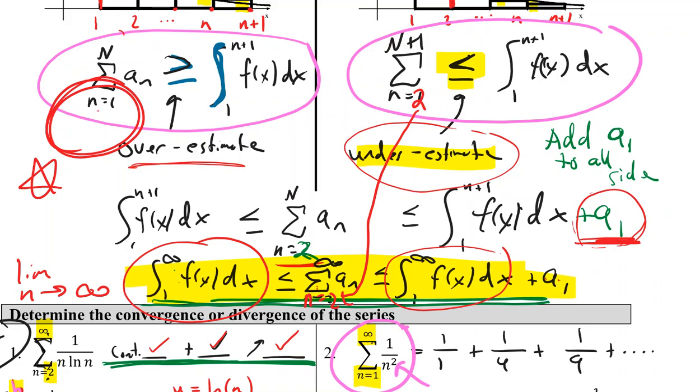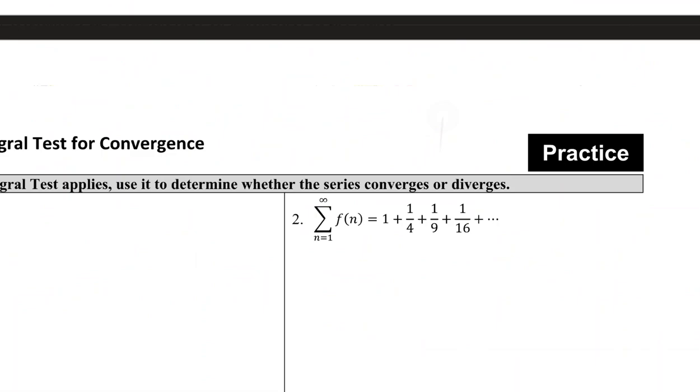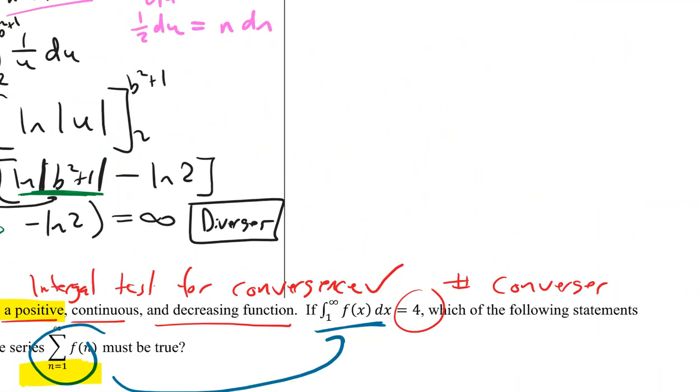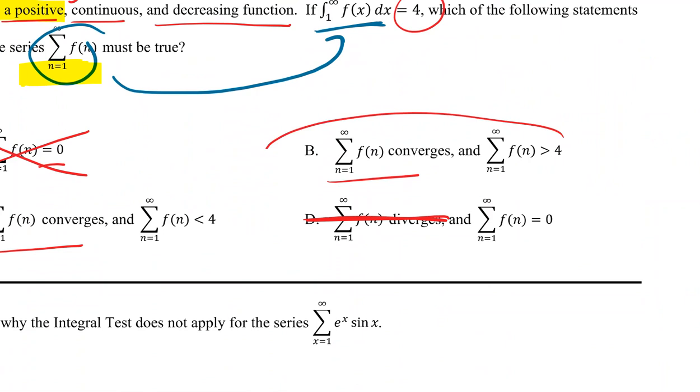But because we started at n equals 1, it was a left Riemann sum, which means it was an overestimate, which means that this infinite limit would be greater than or equal to what this is. And so if that was 4, and we know it's greater than or equal to 4, that's why you would pick that one.